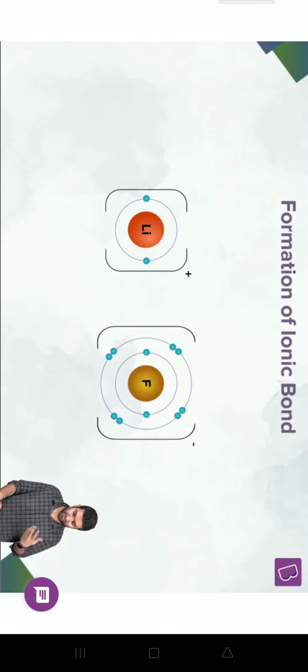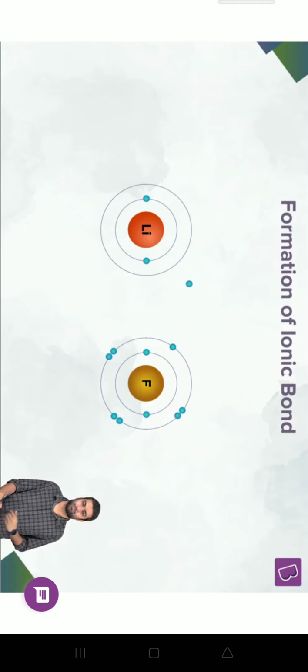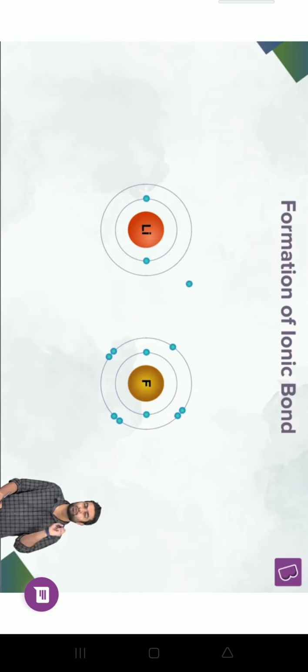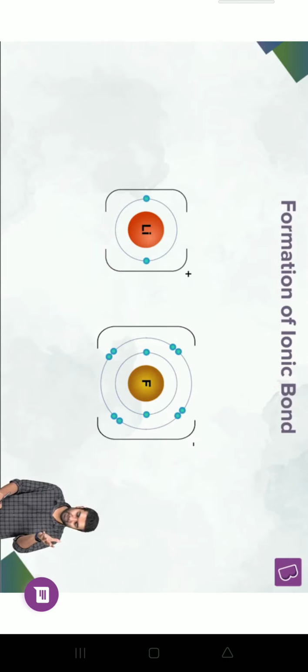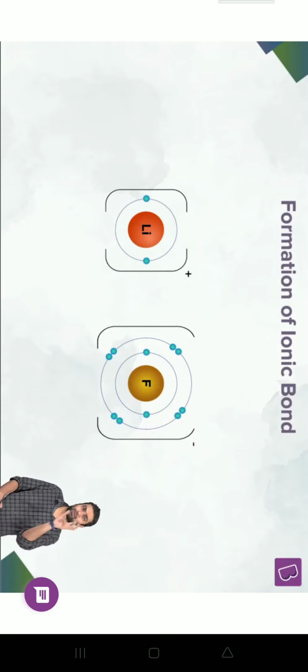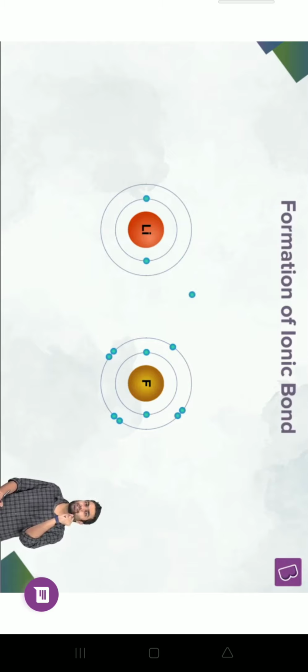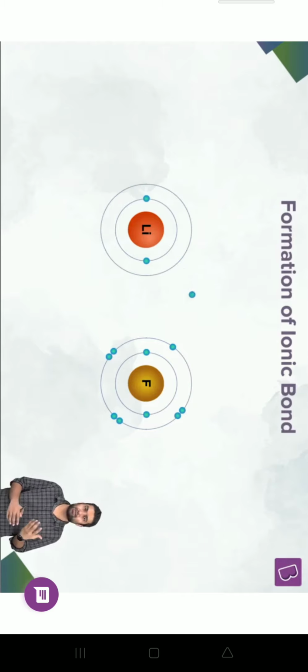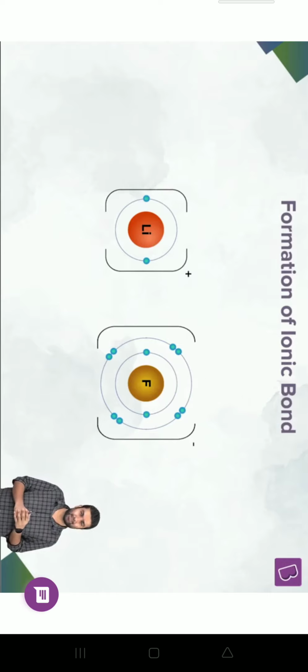So lithium here, let's say, should easily be able to lose an electron. Although we'll later study that lithium, because of its very small size, actually shows some resistance to losing an electron completely. But for now, let's go forward with this case.